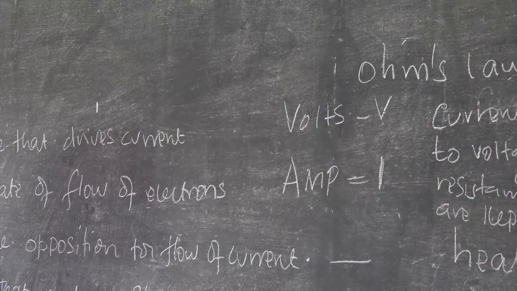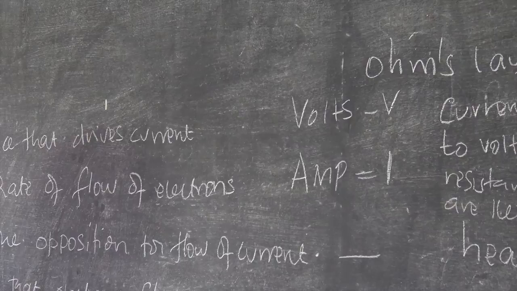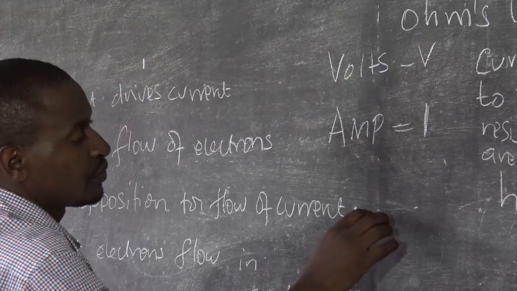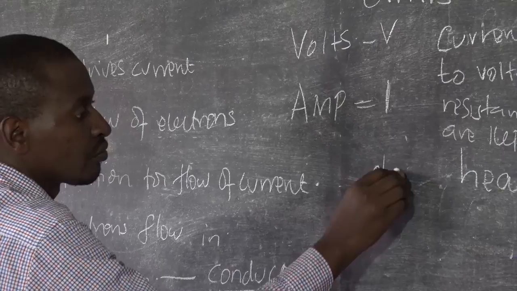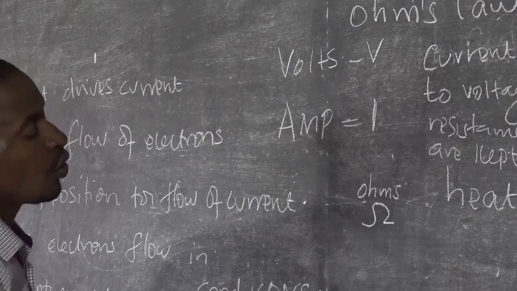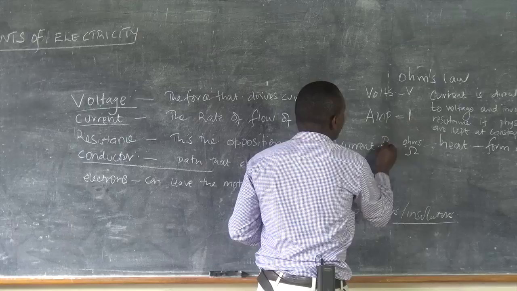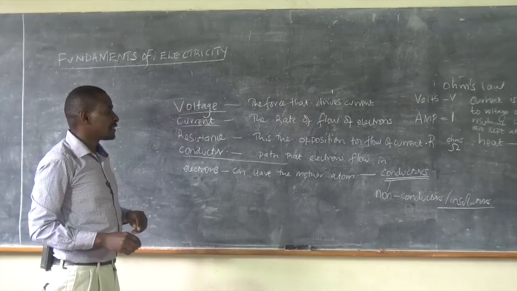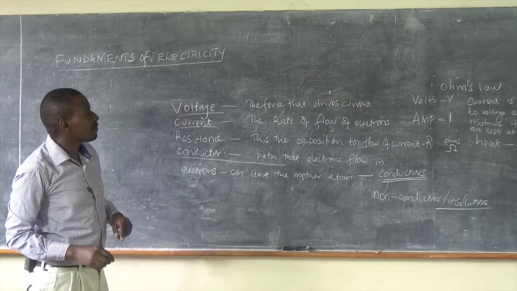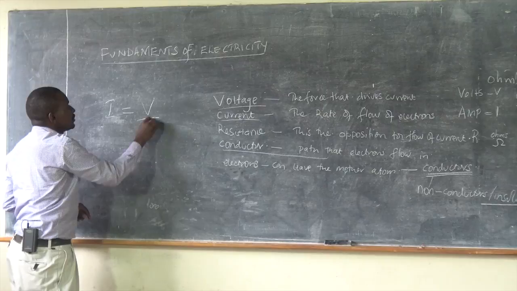The opposition to the flow of current, the units are known as ohms. And we use this symbol. And the symbol is simply R. So the relationship that does exist between the three variables is like this, that I is equal to V over R.